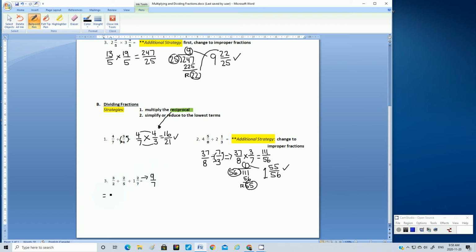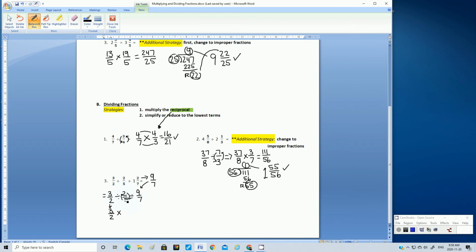So let's rewrite our division question. 3/2 divided by 2/5 divided by 9/7. Okay? Now remember, the rule for dividing fractions is actually we want to multiply the reciprocal. So the first fraction is not a reciprocal. So the first fraction never changes. Whenever we see a division sign, we change it to multiplication. And because we change division to multiplication, we have to multiply the reciprocal.